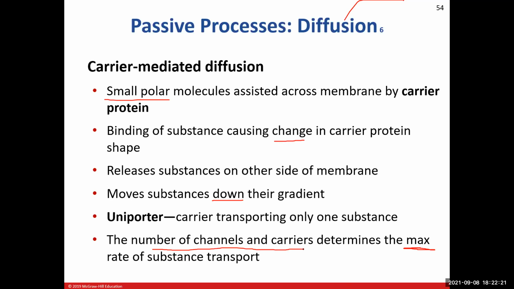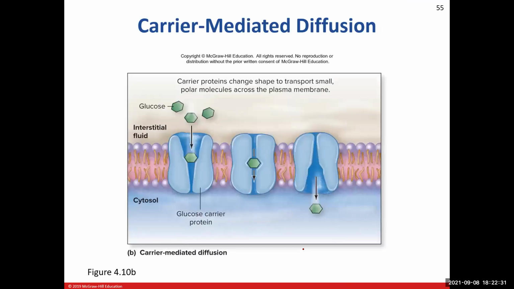So keep in mind, when we're dealing with the number of channels and these carriers, you can reach a maximum rate of the amount of that substance that is being transported across the plasma membrane.